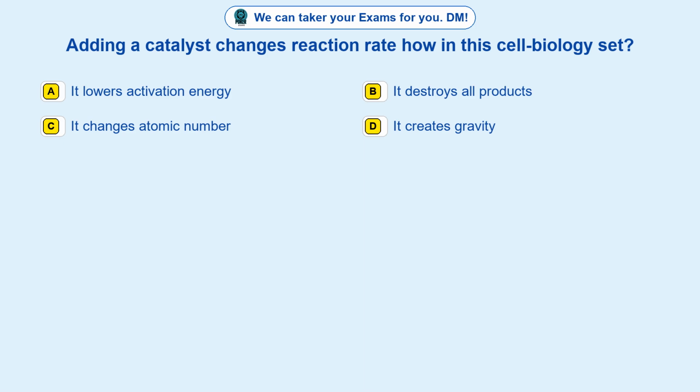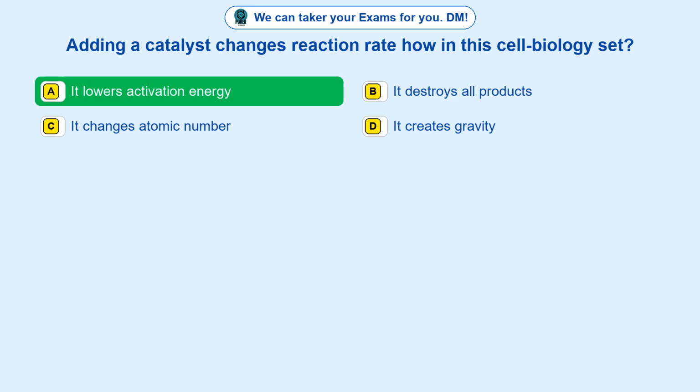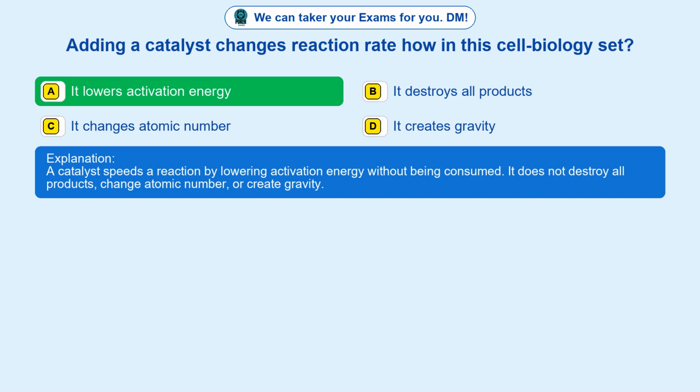Question 37. Adding a catalyst changes reaction rate how in this cell biology set? Option A. It lowers activation energy. Option B. It destroys all products. Option C. It changes atomic number. Option D. It creates gravity. The correct answer is option A. It lowers activation energy. A catalyst speeds a reaction by lowering activation energy without being consumed. It does not destroy all products, change atomic number, or create gravity.